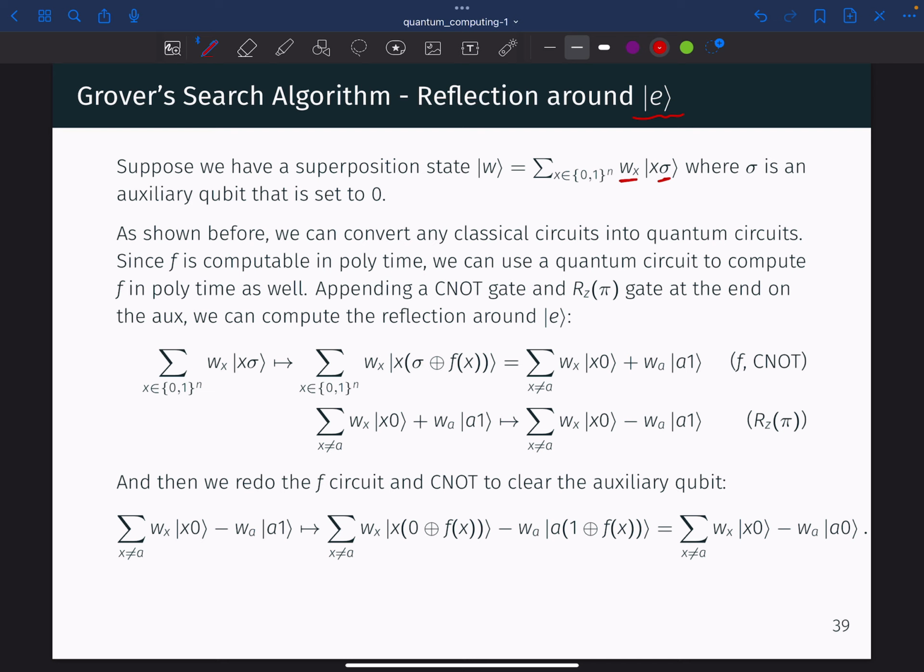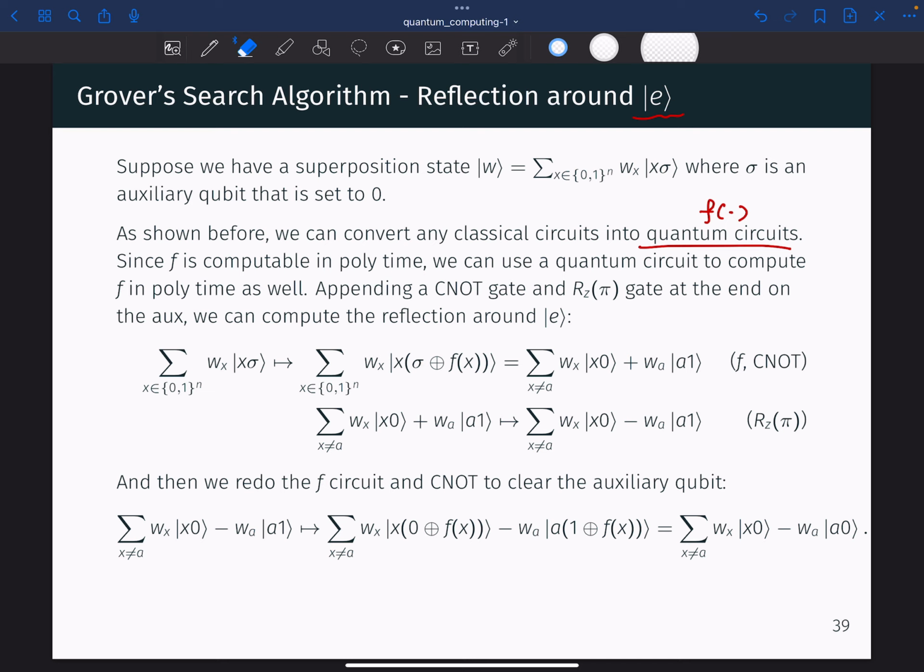As shown before, we can convert any classical circuit into a quantum circuit. So let's first convert the SAT circuit into an equivalent quantum circuit. We know we can do that, so this is just f(x). Since f is computable in polynomial time, this quantum circuit will also only have a polynomial number of gates.